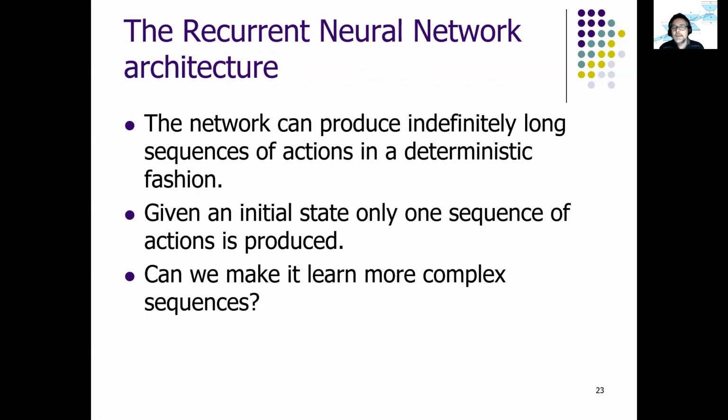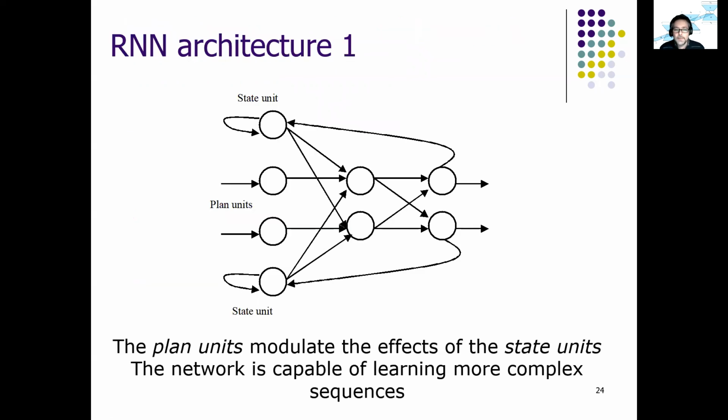The advantage is that you can design networks that can produce indefinitely long sequences of actions. And they can behave in a deterministic fashion, so given an initial state, only one sequence of actions can be produced with simple models. But the good thing is that we can make it learn much more complicated sequences. There was a lot of work again in the 80s and 90s to produce new kinds of models that would have this kind of behavior. The problem at the time was that we couldn't train these networks for long, and we couldn't solve very difficult problems because we didn't have the computational power.